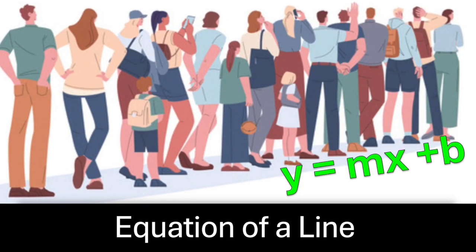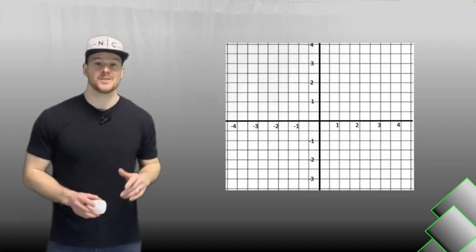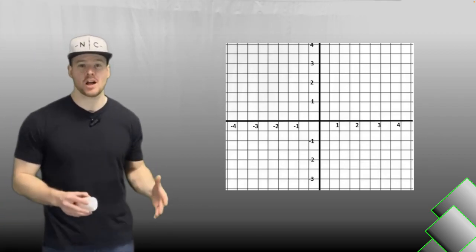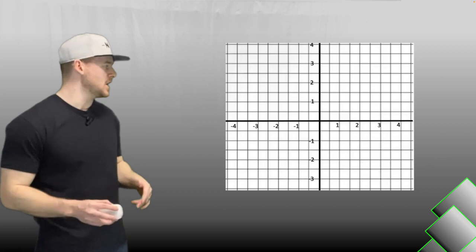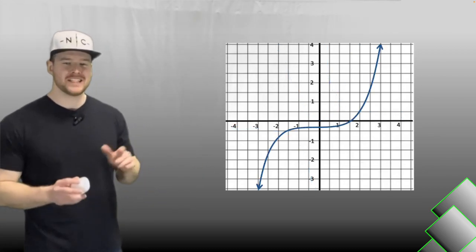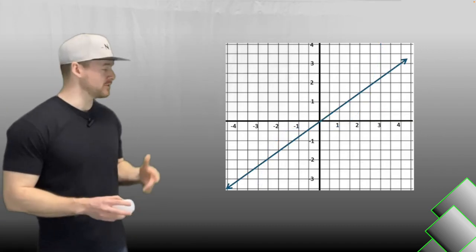This lesson is going to be a brief explanation of the equation of a line. Graphing is an important skill for both science and math classes, and there are lots of different types of graphs you can look at. We can look at graphs that look like this, like this, like this, but today we're going to look at the most basic type of graph, which is the graph of a straight line.